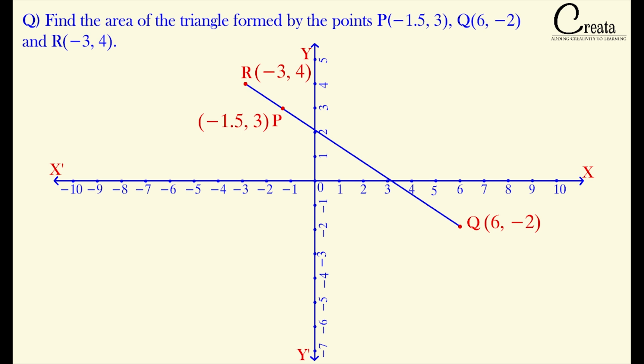Just a small verification technique to prove that these 3 points are collinear and the area of the triangle formed by joining these 3 points will be 0. Okay.